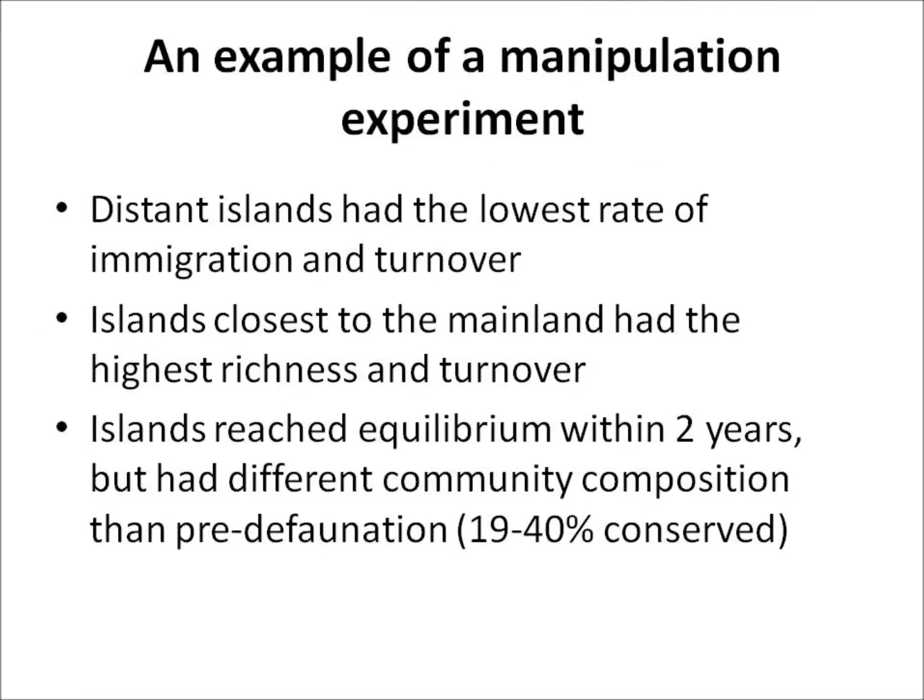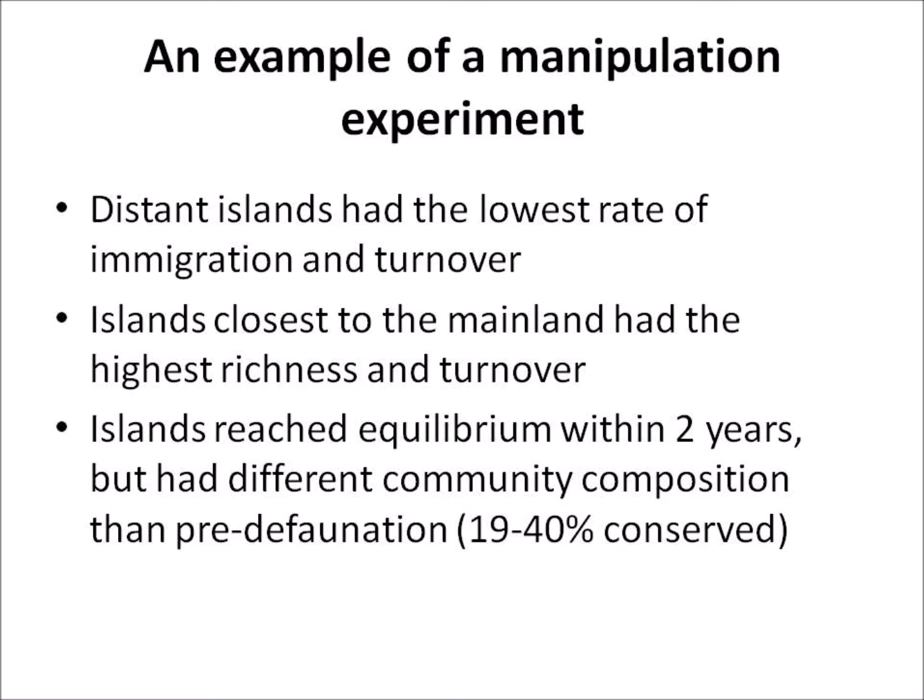So to briefly summarize the main findings of this experiment, distant islands had the lowest rate of immigration and turnover. The islands closest to the mainland had the highest species richness and turnover. And the islands reached equilibrium within 2 years. So 2 years to reach equilibrium, but the community composition of arthropods was different compared to pre-defaunation. So the species that were there before they applied the insecticide were different from the species that arrived afterwards. So only about 19 to 40% of species were conserved.